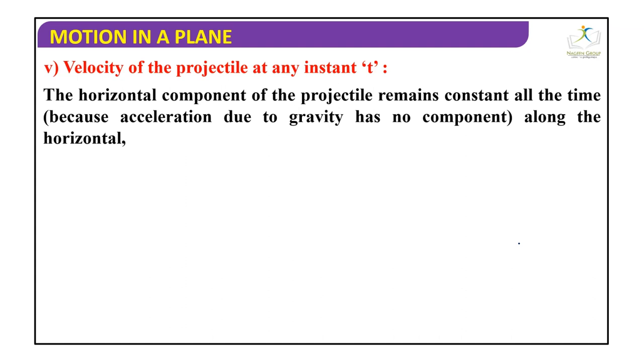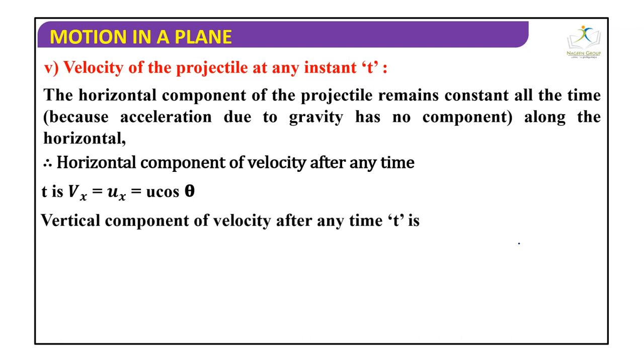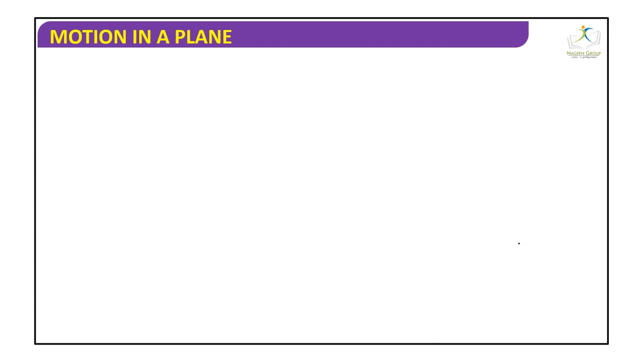The horizontal component of the projectile's velocity remains constant all the time because acceleration due to gravity has no component along the horizontal. The horizontal component of velocity after any time t is vx equals ux, which is u cos theta. The vertical component after any time t is vy equals uy minus gt. So we can write the vector v as u cos theta i cap plus (u sin theta minus gt) j cap.